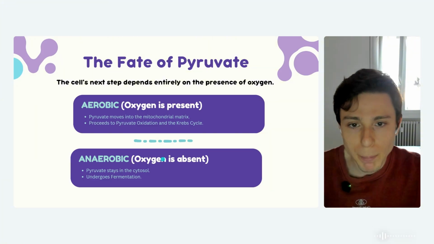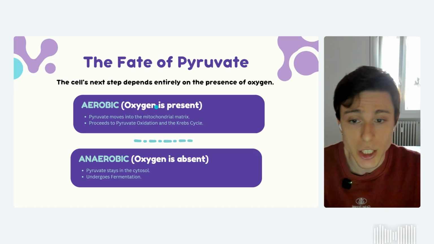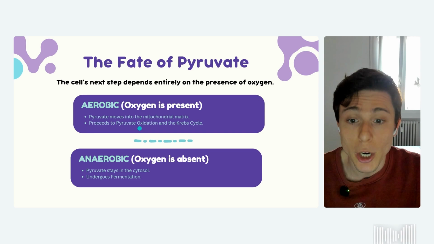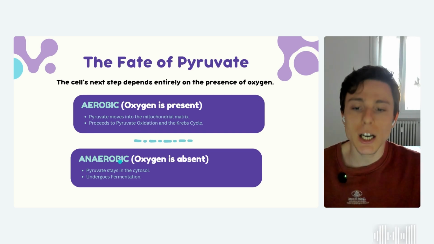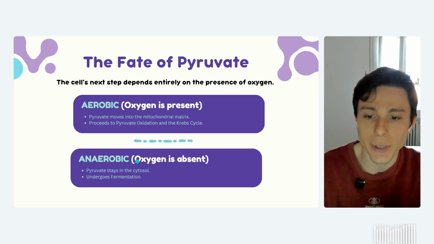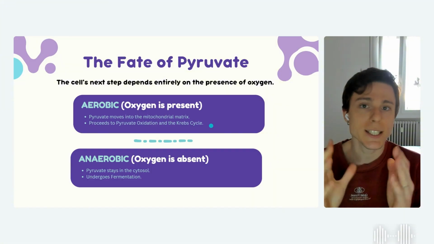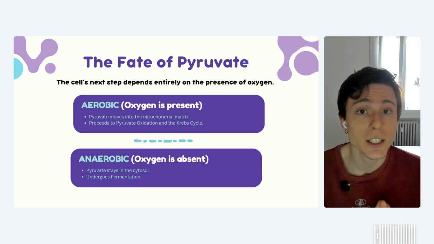So we're going to split the fate of the pyruvate into two. An aerobic pathway, where oxygen is present. The pyruvate is going to move into the mitochondrial matrix, and we're going to start the process of pyruvate oxidation and the Krebs cycle. And when we don't have oxygen, the anaerobic pathway, this is going to lead us to the fermentation process. So the pyruvate is going to stay in the cytosol, and all the fermentation is going to happen in the cytosol. Let's take a look at this more carefully.